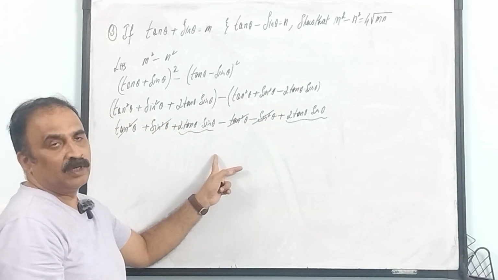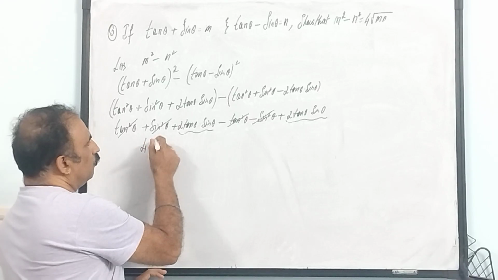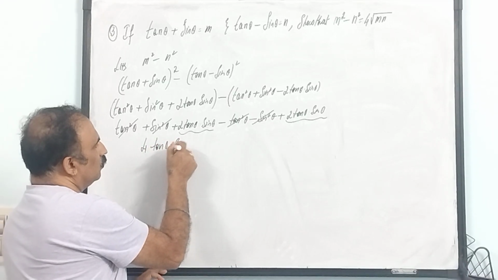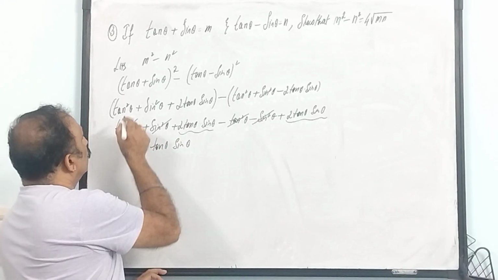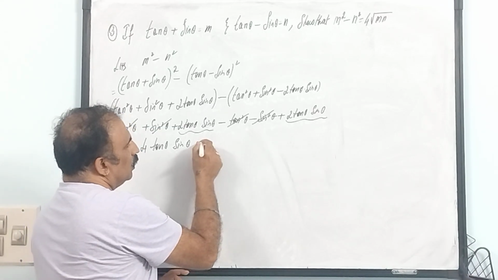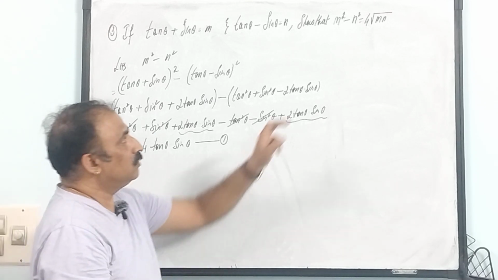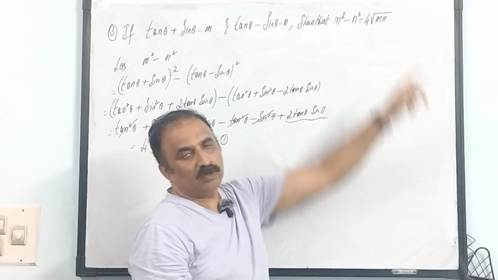Like terms, both of them. So you can add it, 2 plus 2 is going to be 4 tan theta into sine theta. So we have taken up LHS and arrived at a certain value, and we call it as 1. Now RHS, you have to prove it as 4 root mn.